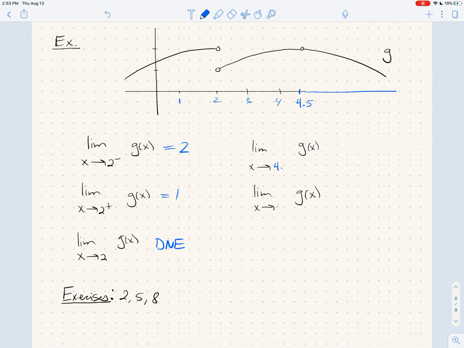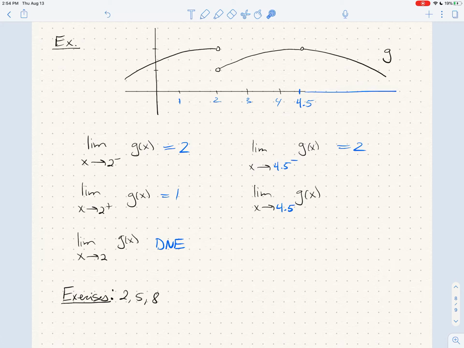4.5. Okay, so let's go from the left. We're going into 4.5 from the left. g is getting closer and closer to, you can see, 2. So this one is 2.